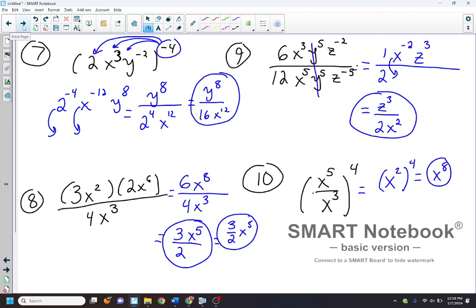You have to look at them. Number 10, I subtracted first, so I got x to the second, and then I multiplied, so I got x to the eighth. No. So no. It's actually not as hard as I thought it was.